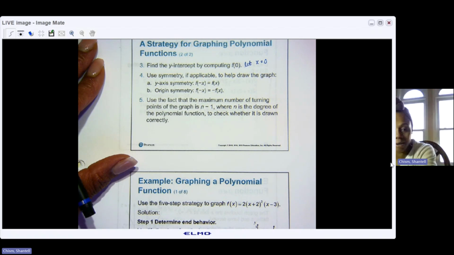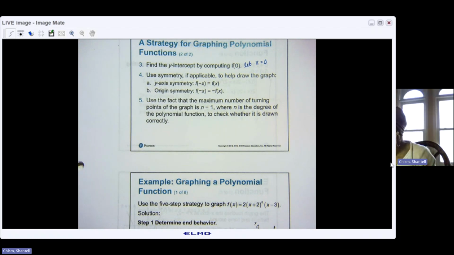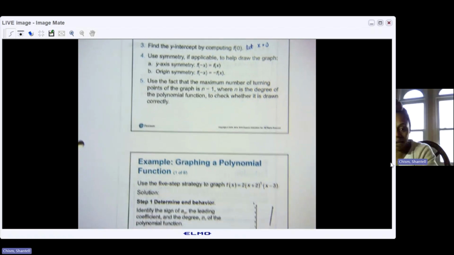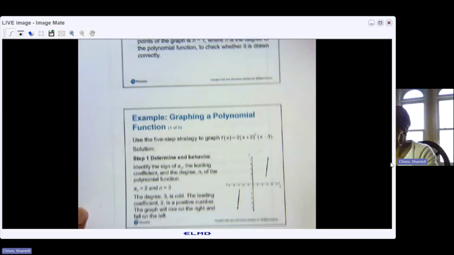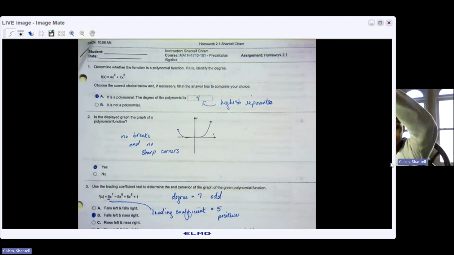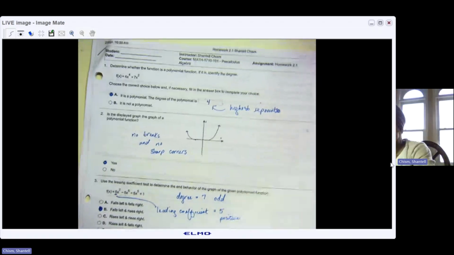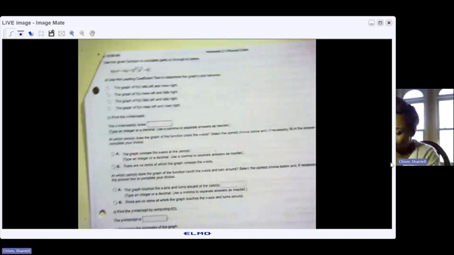So we'll look at an example where we're just following these different steps, these strategies to graph a function. I'm going to go straight to a homework problem, but there is at least one example in the notes as well. Okay. Here is the homework 2.1. Remember, we looked at quite a few in class. We're going to pick back up with number 8. This is number 8, if I'm not mistaken.